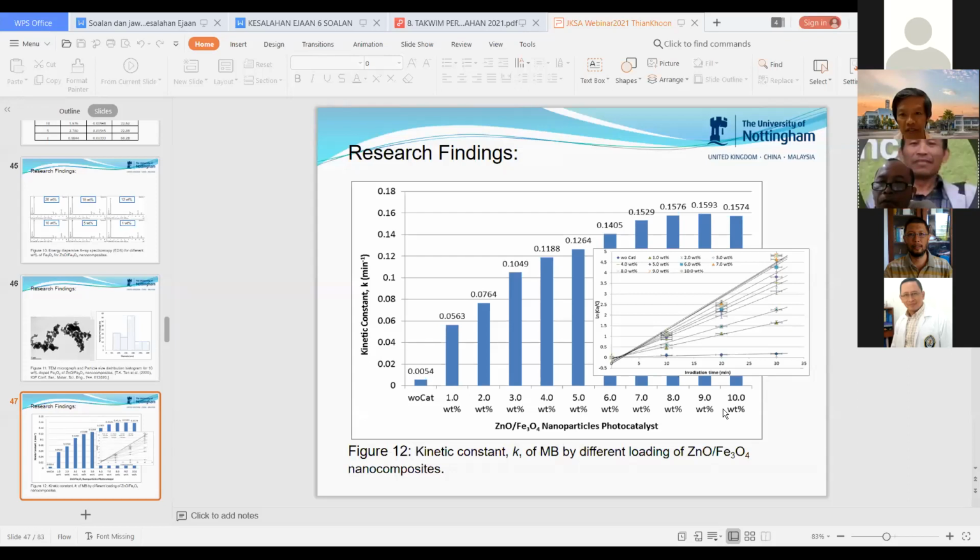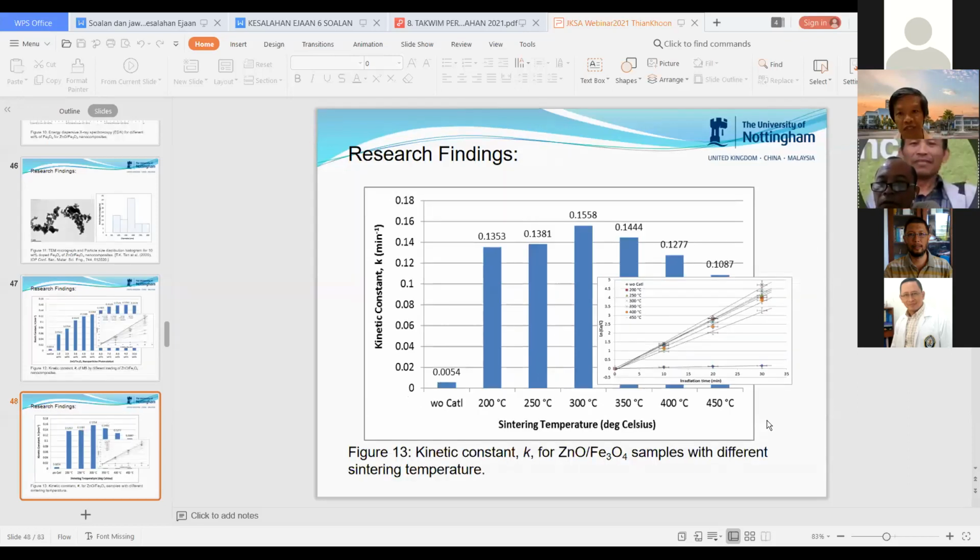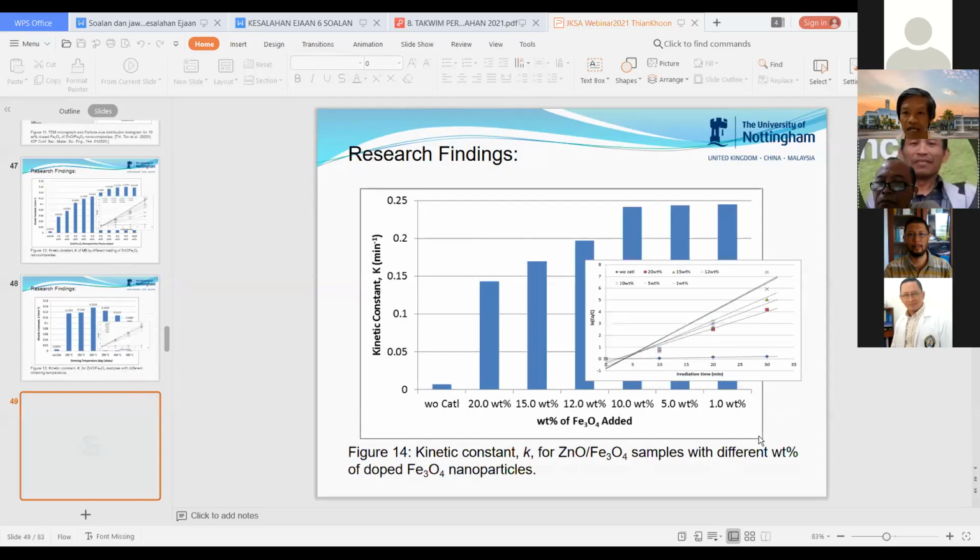And then we look at the sintering temperature. Of course, we take the best amount, then try to find the best sintering temperature, so we can focus on it. Here we found 300 degrees is the optimum, and the dope is between 10% to 1%.